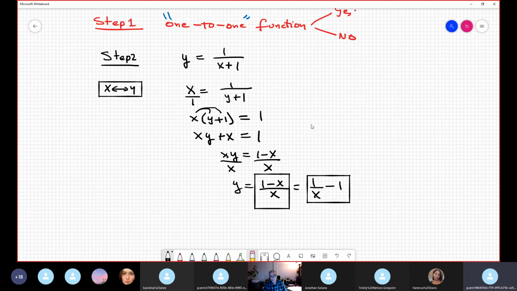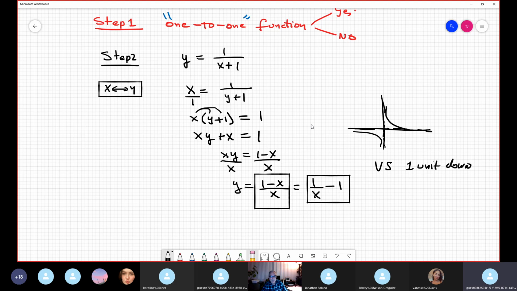And this way, you can see that this looks similar to the reciprocal function, except for the minus 1. So it's a shift of 1 unit down. This doesn't affect the horizontal, here, and it doesn't affect the vertical. But it's okay, it's not important now. Now, this is my new expression.